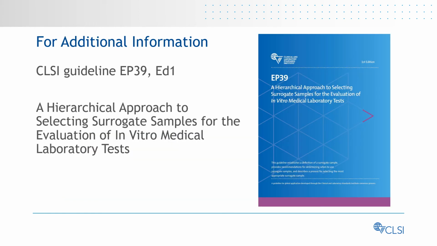EP39 describes a methodical approach for determining the suitability of using surrogate samples in different situations. It discusses the potential limitations of surrogate samples, as well as mechanisms to manage these limitations through appropriate sample construction and performance study design.